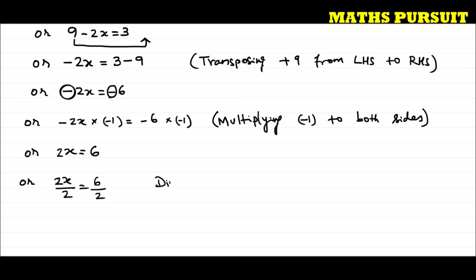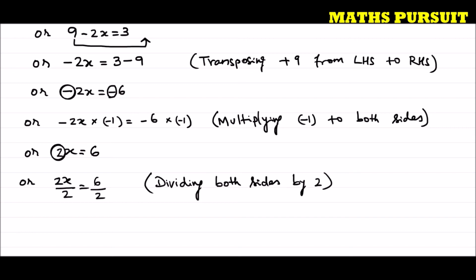What am I doing here? Dividing both sides by 2. Why am I dividing by 2? I want to eliminate this 2 from x, because I want to find out the value of x. In order to find the value of x, I need to eliminate this 2. If I want to eliminate this 2, I need to divide it by 2. If I am dividing something on the left side of the equation, I should also do the same thing to the right side of the equation. So for that reason, I divided both sides by 2.